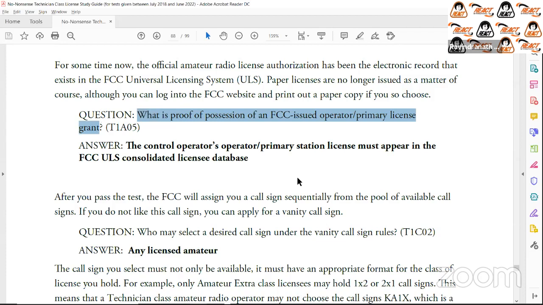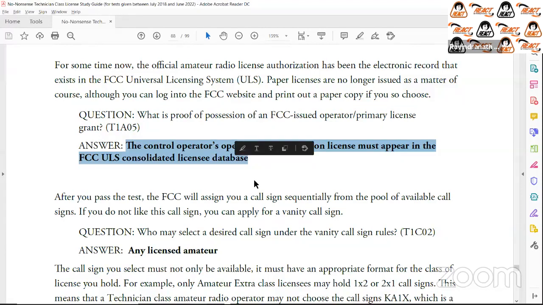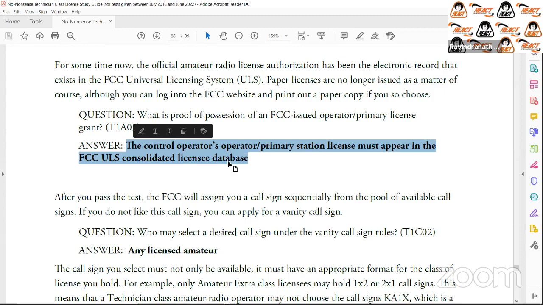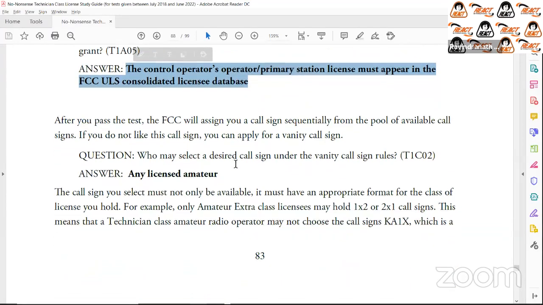The question: what is proof of possession of an FCC issued operator/primary license grant? What is your proof? The control operator/primary station license must appear in the FCC ULS consolidated license database. That is simply saying, go online on the FCC ULS site and it must appear there. That is your proof that you have a license.